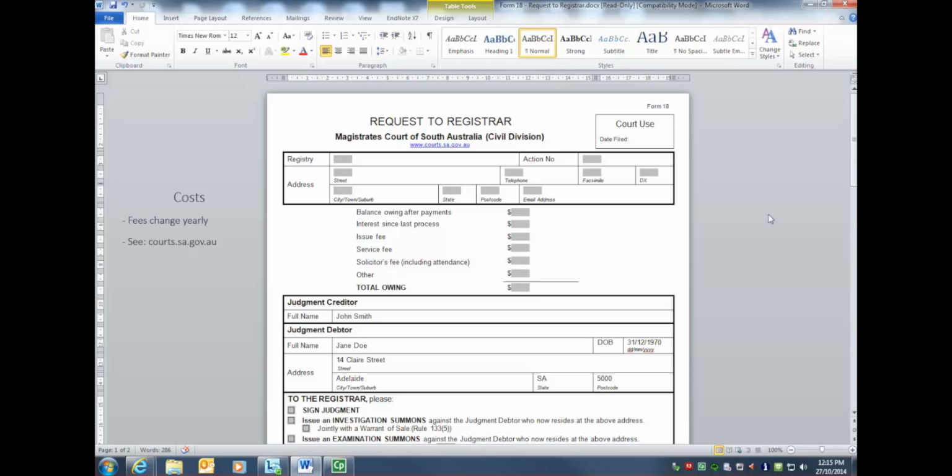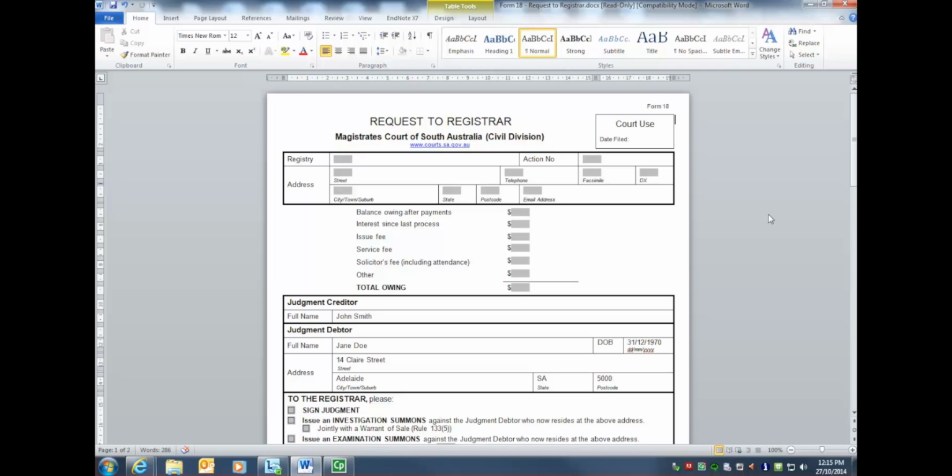How much will it cost to send a request to the registrar? The court charges a fee to lodge a Form 18. This fee changes yearly. For further information, please refer to courts.sa.gov.au. Will you need any other forms or documents? Along with the Form 18, you will need to prove to the court that a Form 3 has been served on the defendant and that the defendant has not responded for at least 21 days.